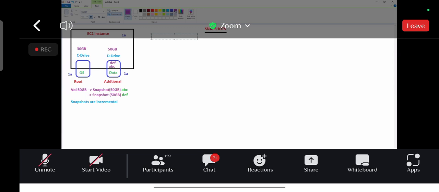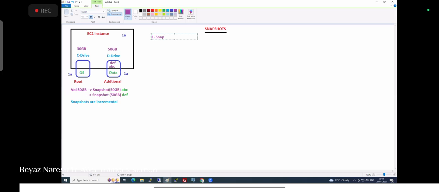Should I write all these things for you now? Okay, let's go and write. So, snapshot. Snapshot is a point-in-time copy of the volume. Once more, I'll repeat. Hold on. Let's go one by one. Snapshot is a point-in-time copy of the volume. Can I also say backup of the volume? Backup of the volume is called snapshot.